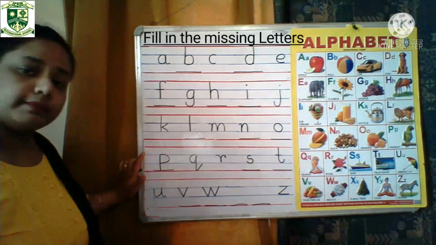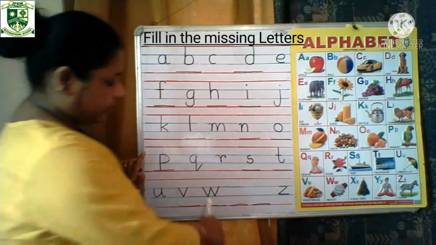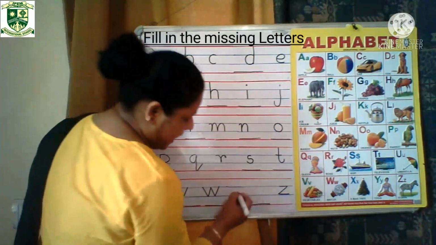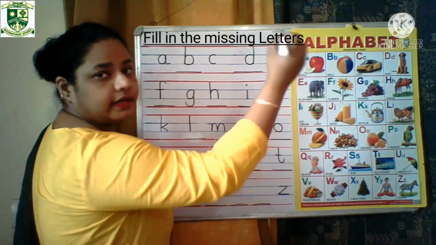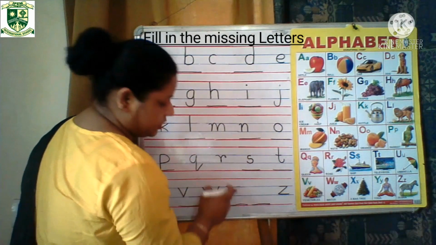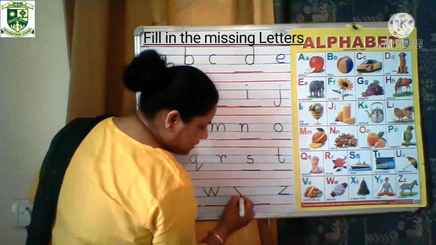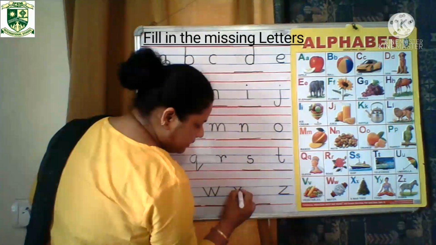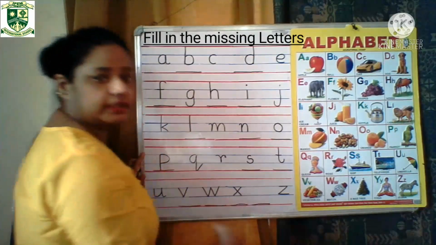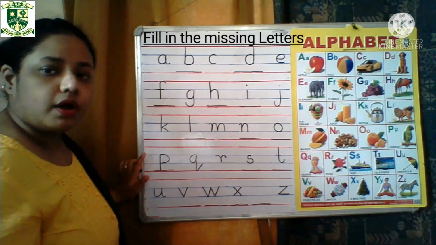Now tell me what comes after w? After w comes x. It is again slant lines crossing each other in between these two blue lines. Okay, one slant line, another slant line crossing each other. This is how we'll make small x.